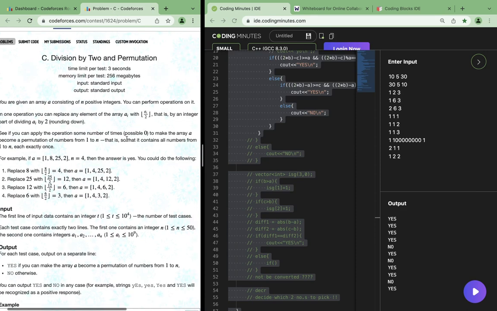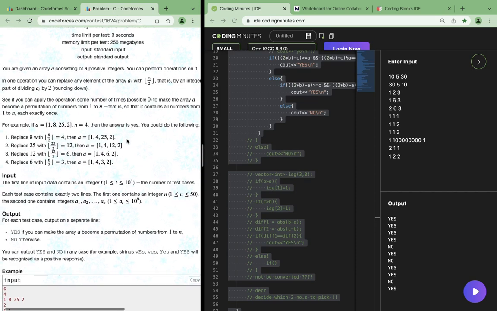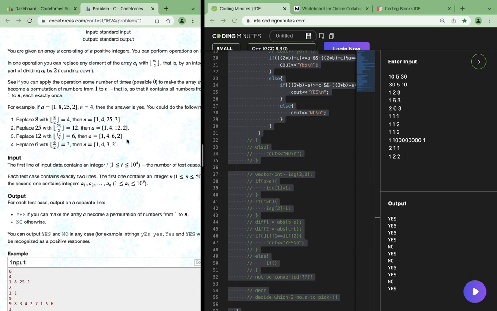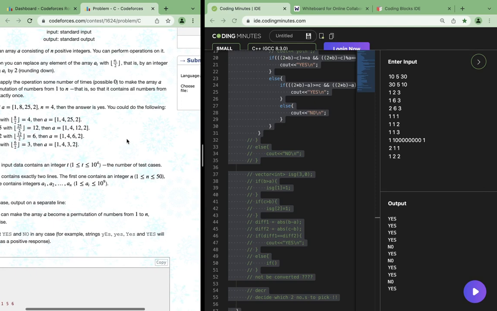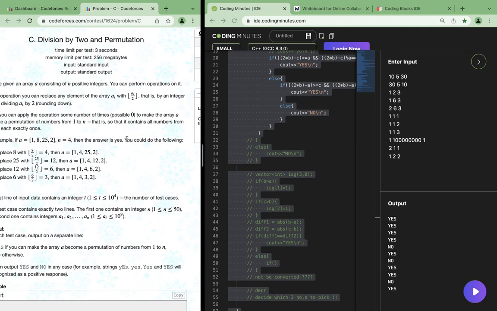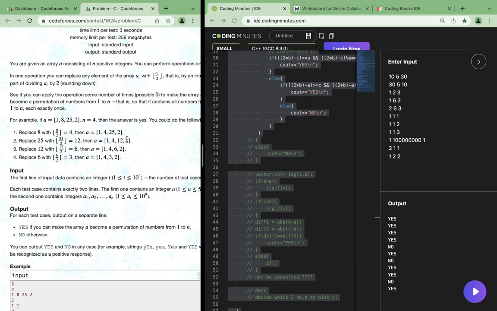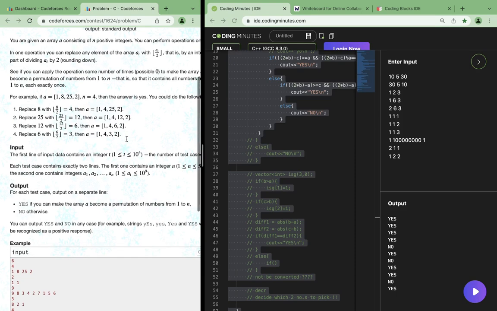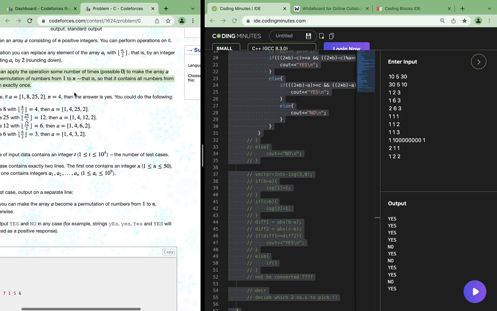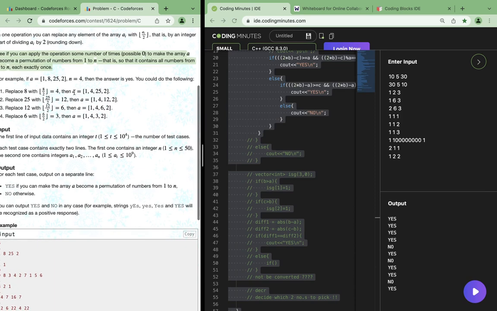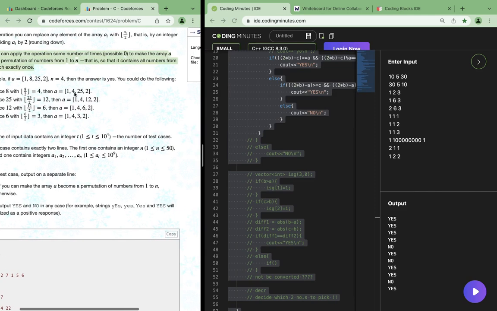So you are given an array A consisting of n positive integers. You can perform operations on it. In one operation, you can replace any element with A by 2 with the floor, that is, the integer part of dividing. So if you can apply the operation some number of times to make the array become a permutation of 1 to n, that is, so that it contains all numbers exactly once, for example, then the answer is yes.